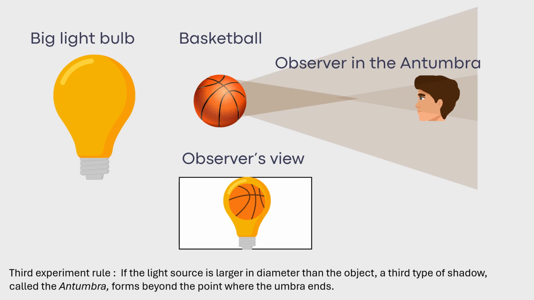So, in general, the antumbra is a shadow region that occurs when the light source is larger than the object blocking it. It is a region beyond the umbra and penumbra where the light source is partially visible around the edges of the object, creating a ring of light.